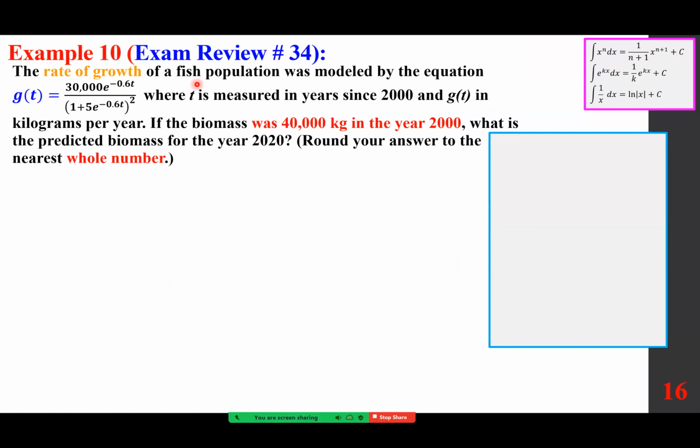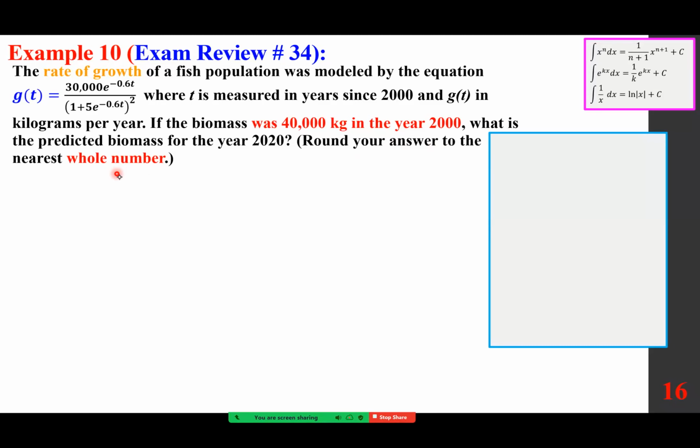The rate of growth of a fish population was modeled by this equation, where t is measured in years since 2000 and g of t in kilograms per year. If the biomass was 40,000 kilograms in the year 2000, what is the predicted biomass for the year 2020, rounded to a whole number? As far as the rounding, you round at the end, not in any of the intermediate steps.